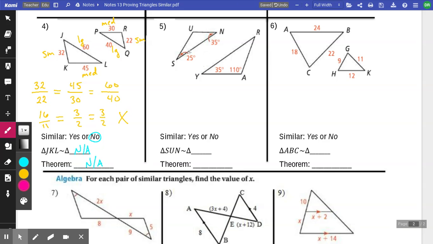Well, let's look. S and N, this 25 and 35 adds to 60. That would make this angle here at U 120. And here, these add to 145. So this missing angle here is 35. And if you look at the triangles, now we have all the angle measures. We don't have all of the angles congruent. Only that one pair of angles was. So not all angles are congruent.